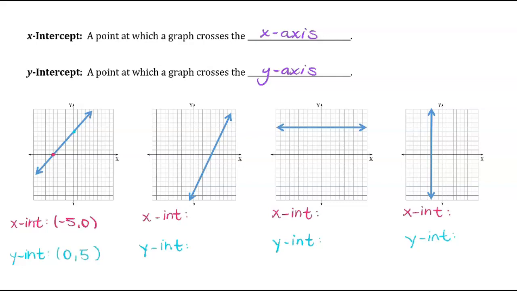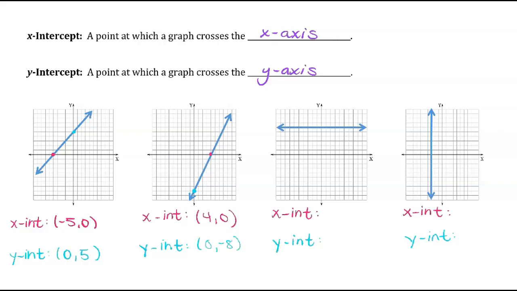Moving on to our second graph, this graph has an x-intercept where it crosses the x-axis here. That is the point 4, 0. It also has a y-intercept where it crosses the y-axis here, at the point 0, -8.